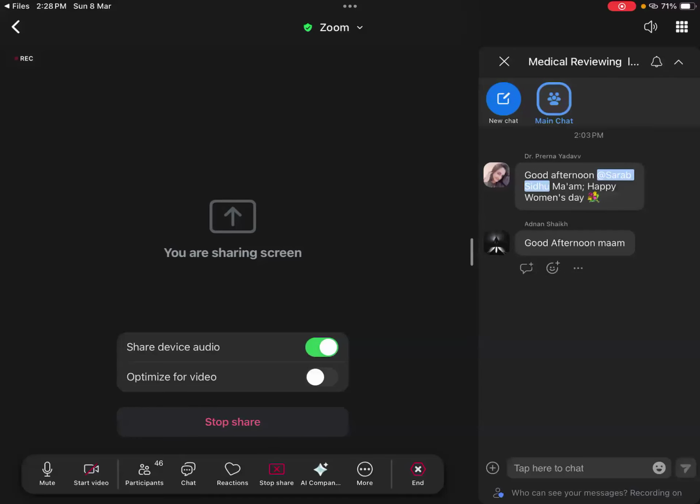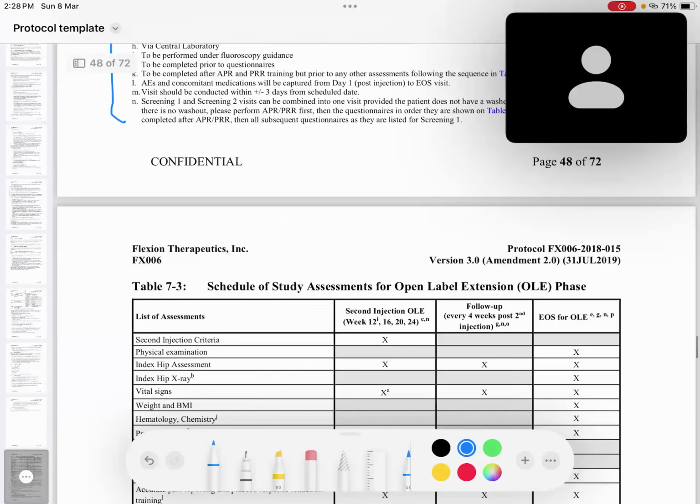After this, I will also go to the CSR, that how you can write CSR. See, sometimes there are more tables, because the study is also extending to open label, so they have a different table for the same.